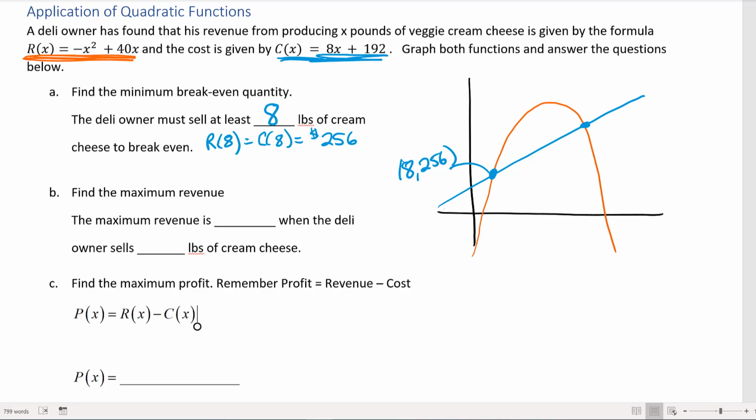It also is how much he makes from the 8 pounds of cream cheese. So that's the break-even point. The next question says find the maximum revenue. Now revenue is orange, right? So I'm looking for the highest point. So I'm looking for this point over here.